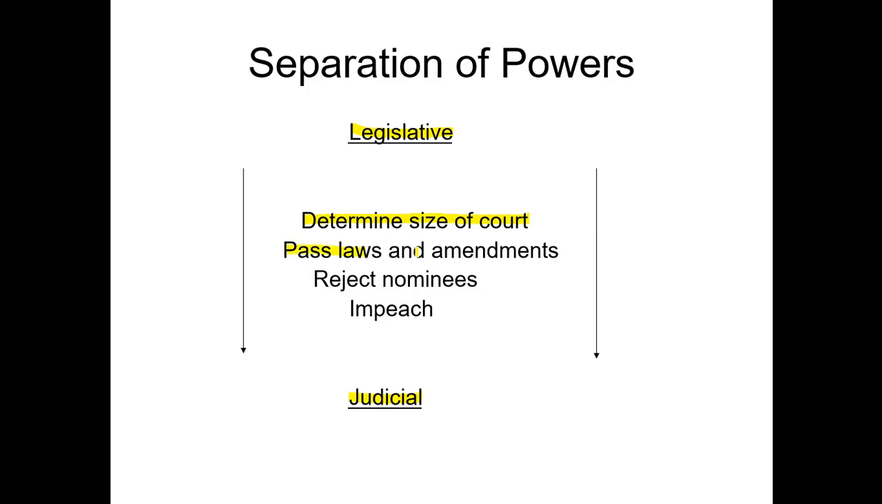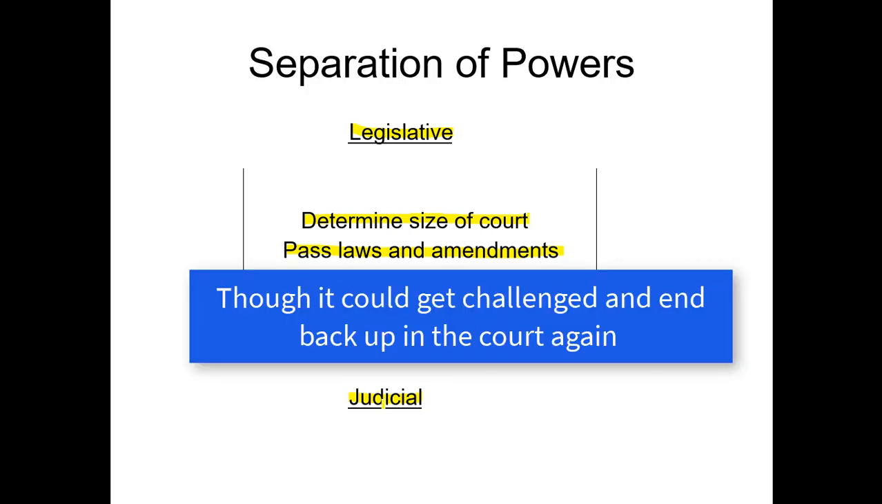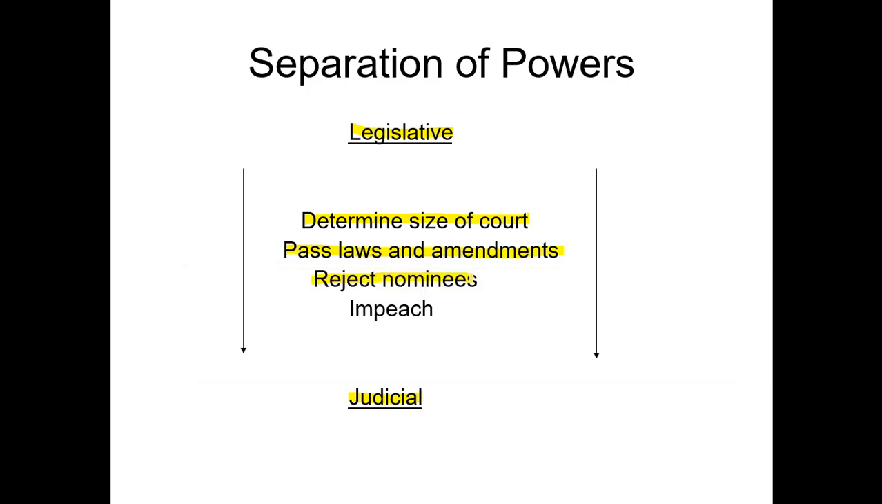Congress, of course, passes the laws and amendments, and regardless of what the Supreme Court may rule on something, Congress could go in the very next day and pass a new law which completely obliterates what the court had just ruled or interpreted. Again, they can also reject nominees to the Supreme Court or to any federal judgeship, and they also have the power, of course, to impeach a Supreme Court judge as well.